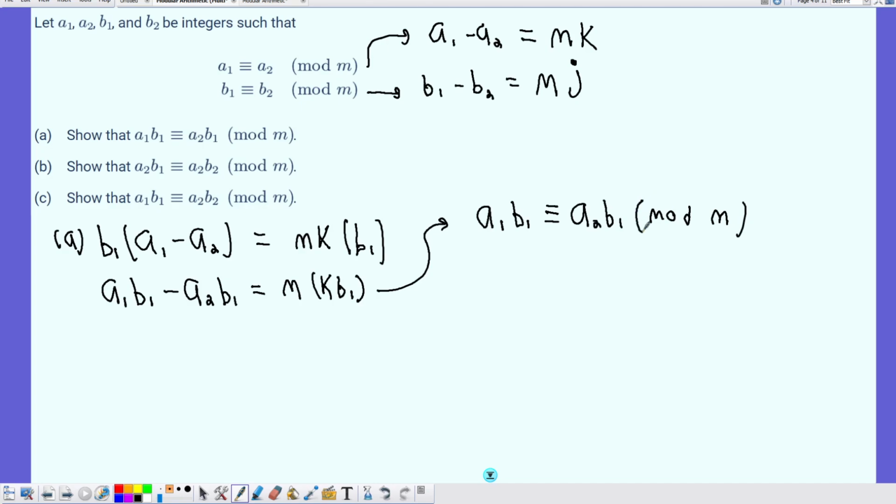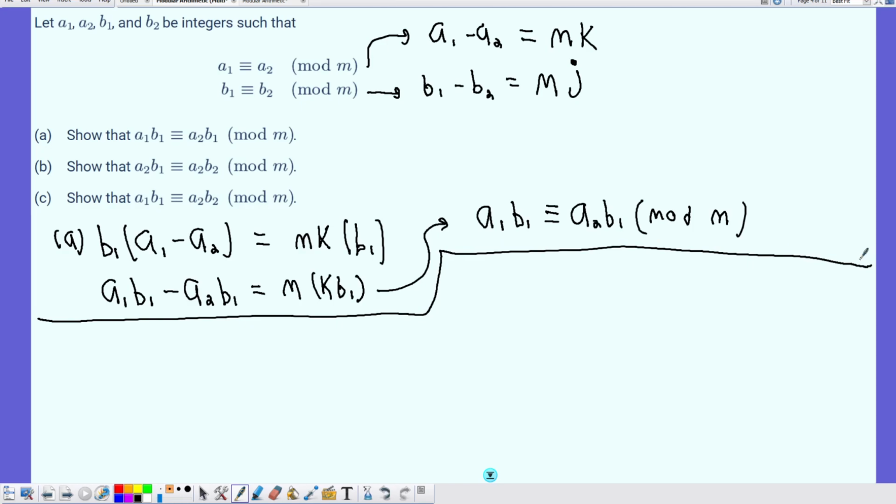Nothing tricky so far. This is basically just like the last problem, except instead of a 6, it's an M. But the same logic still applies. Now, part B. Show that A2 times B1 is the same as A2 times B2. Now, since I have a B1 and a B2, I have the intuition I should probably use this equation right there, because I can repeat a similar procedure to what I did last time by multiplying both sides by A2. So let's write that out.